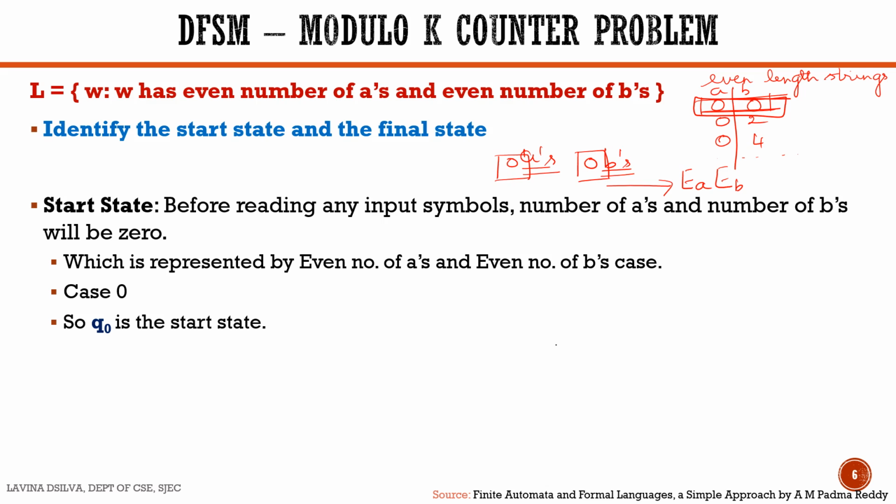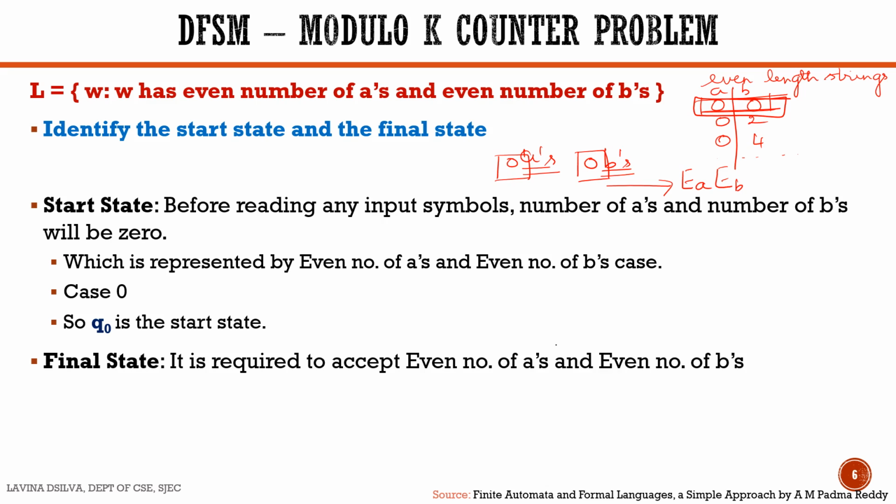Okay. Next is identifying the final state. Now in the final state, the question is to accept a language which has got even number of A's and even number of B's. So only then we can accept the language. So which is the state which accepts even number of A's and even number of B's? Again, it is the Q0 state. Therefore, the Q0 state is the final state.